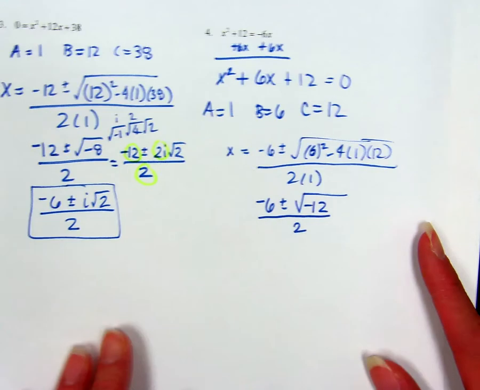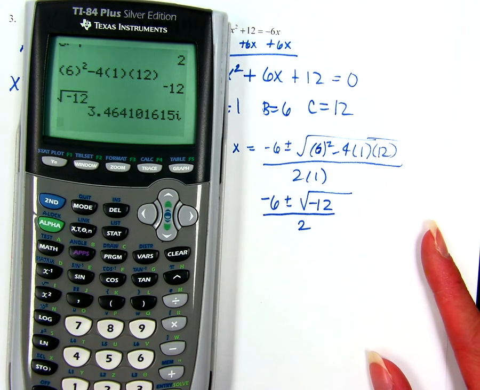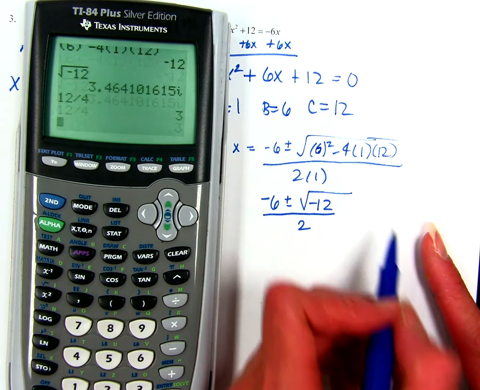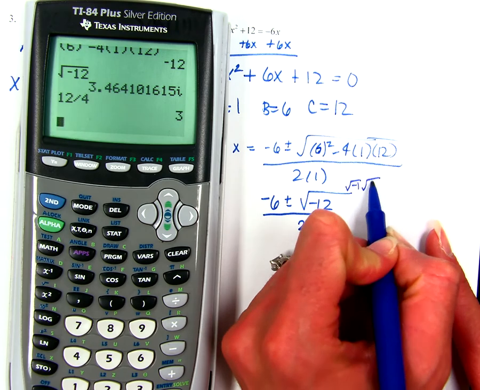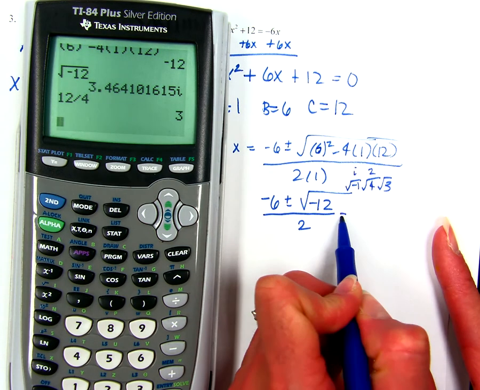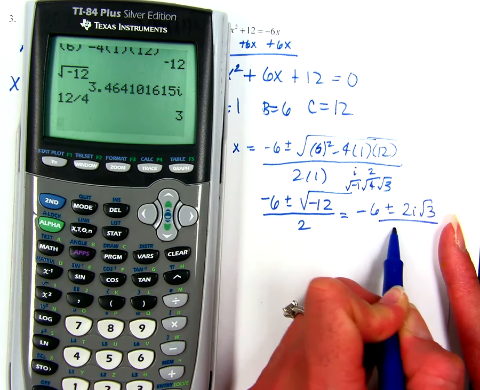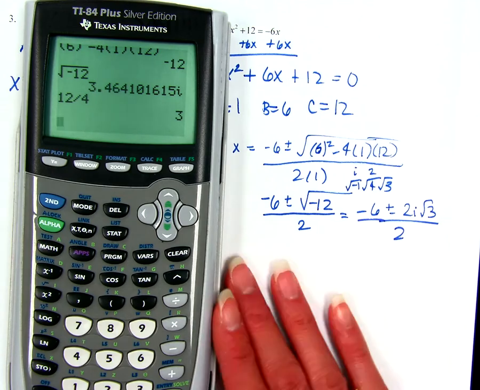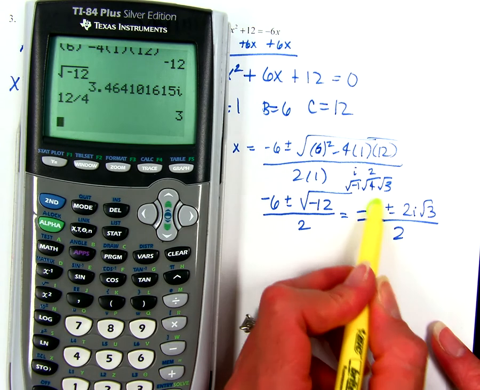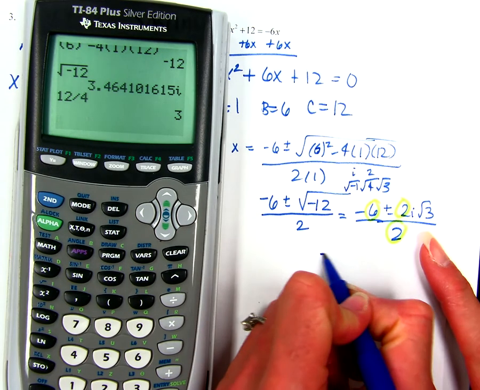Alright, so negative 12, you could try taking the square root of that. It's not a perfect square, but 12 is divisible by 4, so this could be negative 1 times 4 times 3 which would be i and 2. So this is negative 6 plus or minus 2i root 3 over 2. And then again, just like we did yesterday, look for a number that can divide all those numbers except for the 3, and we can divide them all by 2.